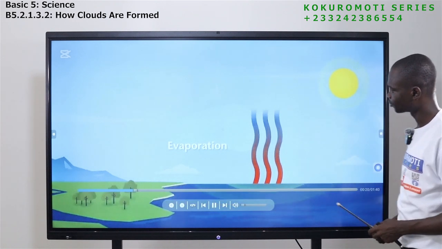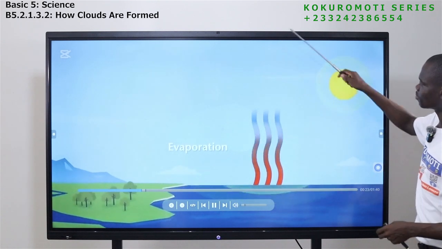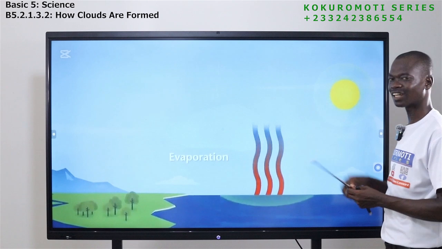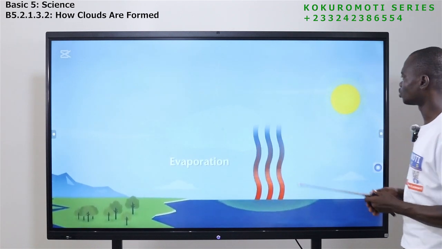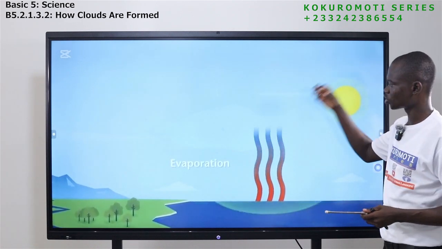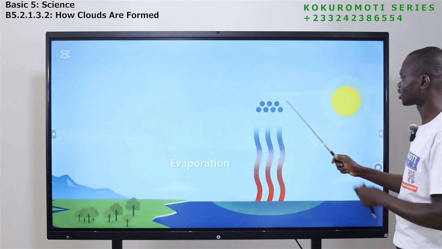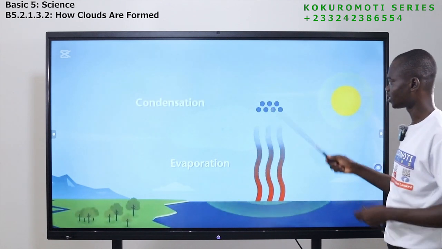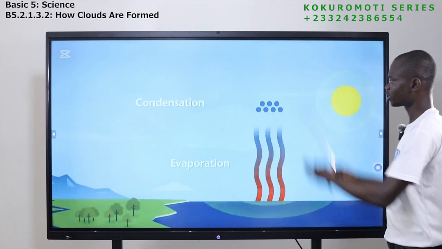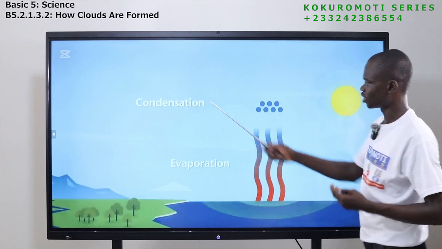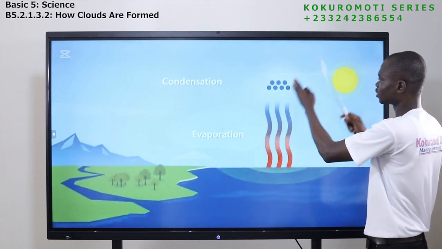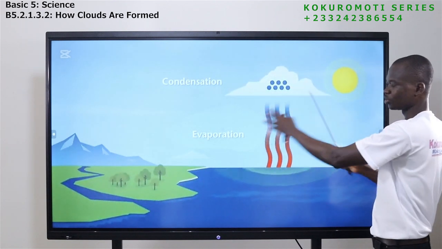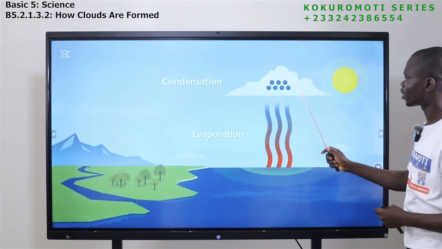Let's move on. So the vapor will go into the atmosphere. When it gets to the atmosphere, you know the atmosphere is very cold, so it will change the vapor into water droplets. You see these are the water droplets in the atmosphere. Have you seen it? As the vapor keeps increasing, that is condensation, water vapor changing into what? Water. As the vapor keeps increasing, the size also keeps increasing.